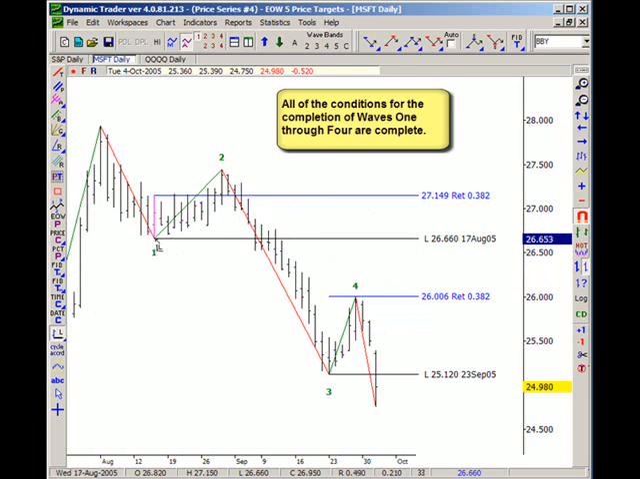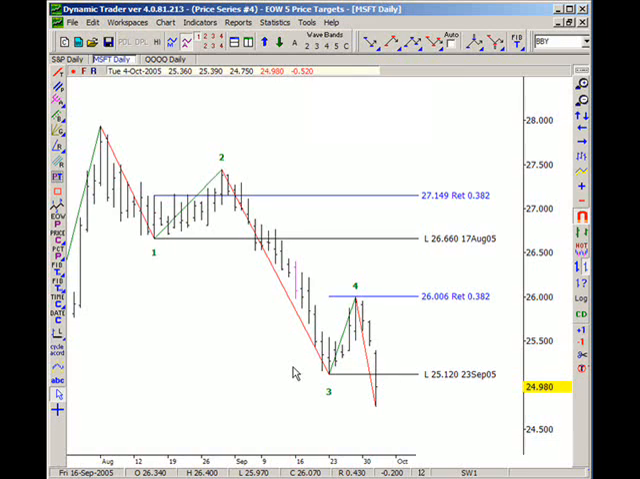And by the way, I just drew the horizontal line from the extreme of 1, and of course it's well below that line, so it hasn't traded above the extreme of Wave 1. So all of the conditions are in place to make a 5-wave trend.